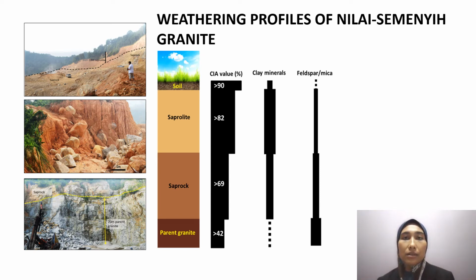The second layer is saprock, and the third layer is saprolite, which is the potential area for the REE ion adsorption type because the CIA value is more than 80% and it contains a huge amount of clay minerals.